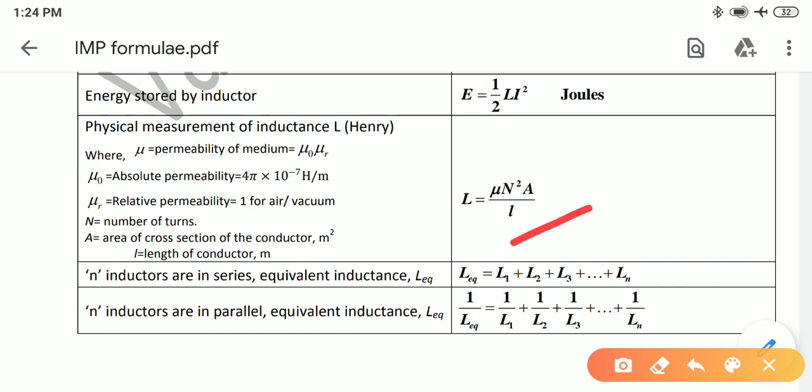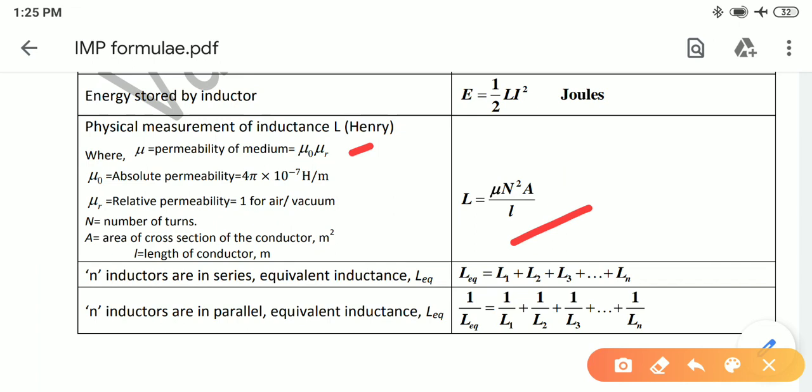This is also a very important relation, where mu is called the permeability of the medium, that is given as mu naught into mu R, where mu naught is called the permeability of free space, that can be given as 4 pi into 10 to the power of minus 7 Henry per meter. Where mu R is called the relative permeability, its value is 1 for air or vacuum. N is nothing but the number of turns of the coil, A is nothing but the area of cross section of the conductor in meter square, and L is the length of the conductor.